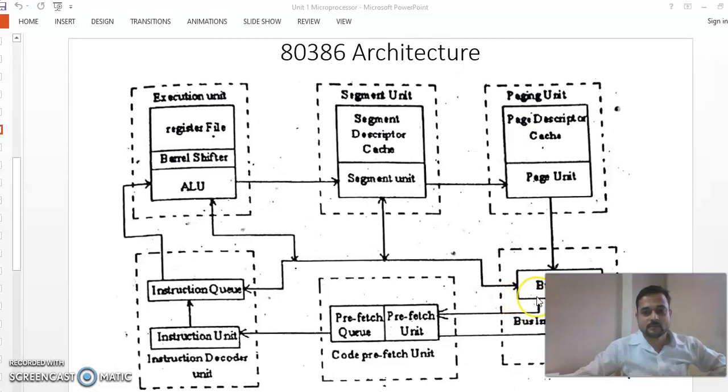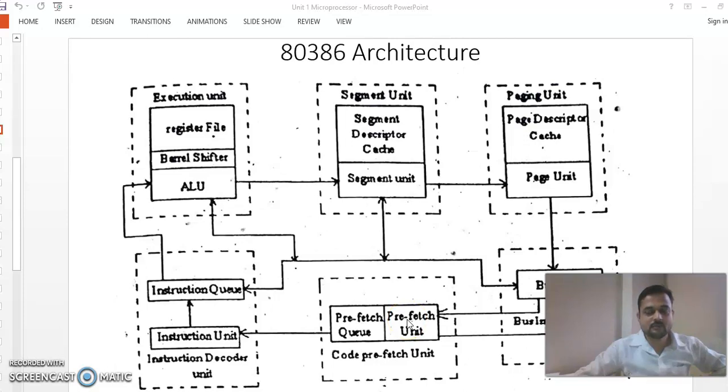Whatever code is fetched from the program memory location goes to the code prefetch unit. The code prefetch unit consists of the prefetch unit and the prefetch queue. The queue is first in, first out, FIFO. That is the pattern. First in means whatever the first instruction coming here, that first instruction will be fetched, decoded, and executed. The 80386 microprocessor has a 3-stage pipelining architecture.